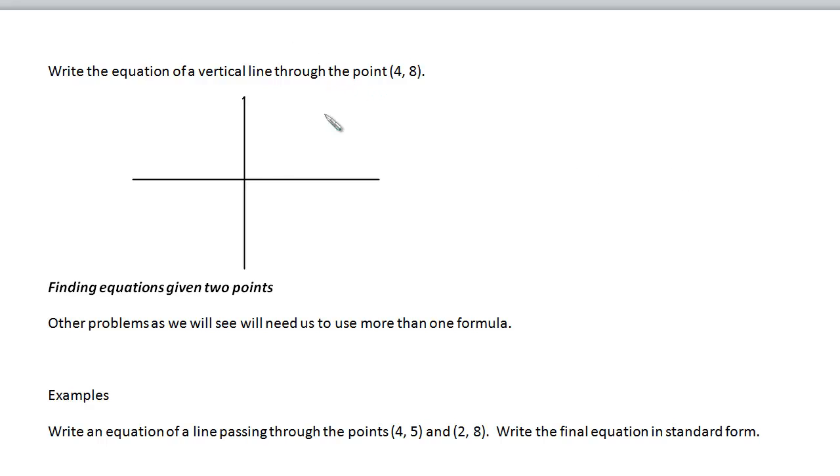And this one goes through 4, 8. So we'll come over here, we'll say 1, 2, 3, 4, and somewhere up here at 8. We'll call that 4, 8. And then I have a vertical line, so straight up and down. So this is really steep. It's actually so steep that we can't calculate. It's an undefined slope.